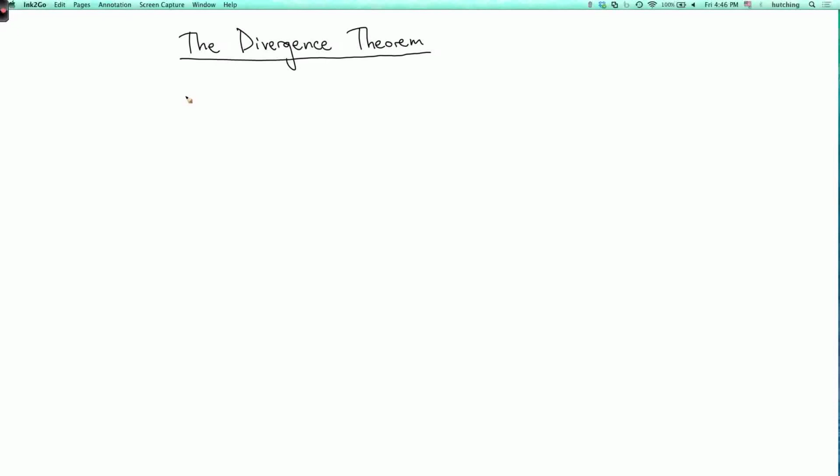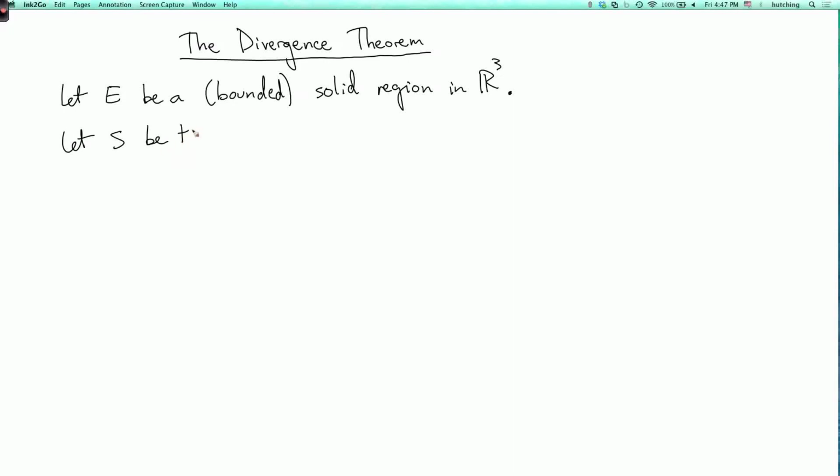We come now to the last big theorem of the course, which is the divergence theorem. It says the following. Let E be a solid region in R3, and we should assume that it's bounded, it doesn't go off to infinity. Now this has a boundary surface, we'll call it S. So let S be the boundary surface of E, and let's give it the outward orientation.